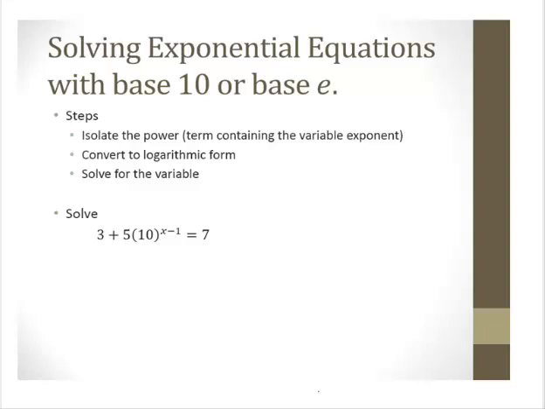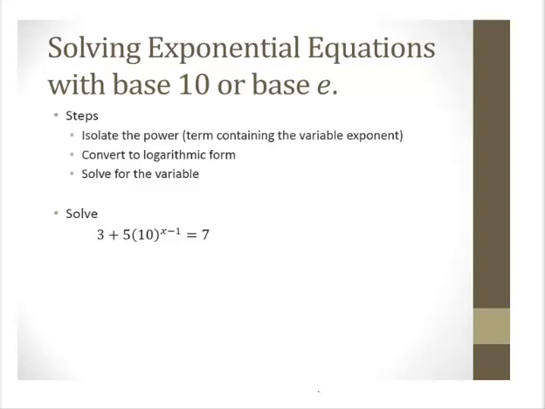Solving exponential equations with base 10 or base e. To solve these equations, what we will do is we'll first isolate the power. So that's the term containing the variable exponent. Then we'll take the equation and convert it to a logarithmic form and solve for the variable. So let's consider this example. We're asked to solve 3 plus 5 times 10 to the x minus 1 is equal to 7.